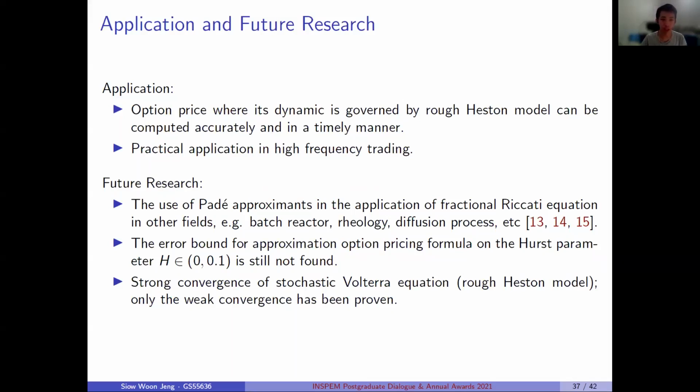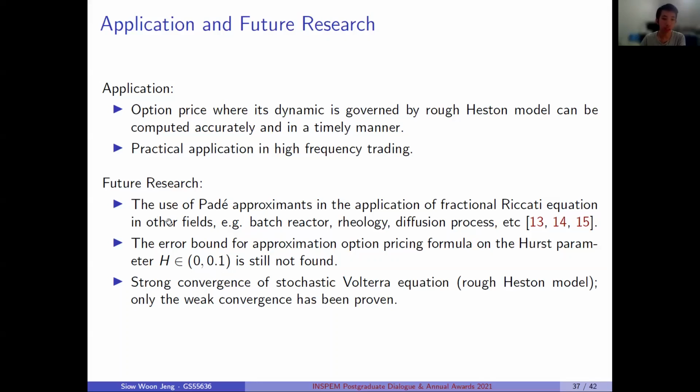And as for the future research, the fractional Riccati equation actually appears in many different fields, such as the batch reactor, rheology, diffusion process, and so on. So I believe my work would actually contribute to their fields as well. So for the second future research, it is actually about the error bound of the approximation option pricing formula on the Heston parameter range of H from 0 to 0.1, which is actually still not found yet.